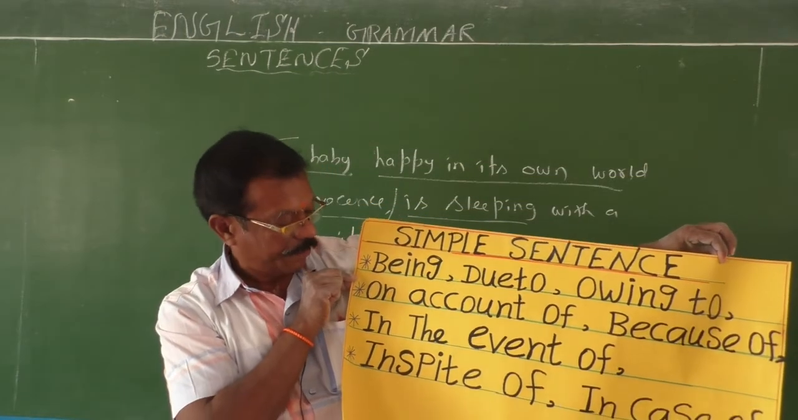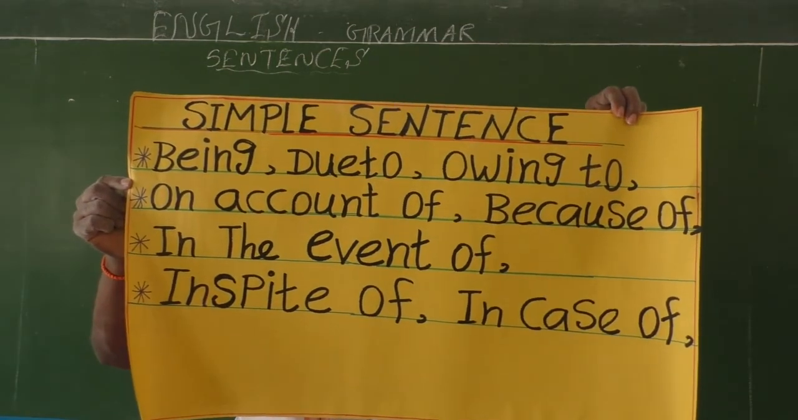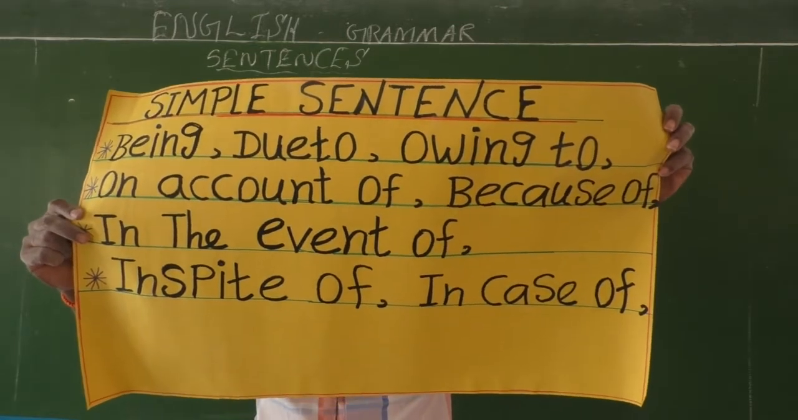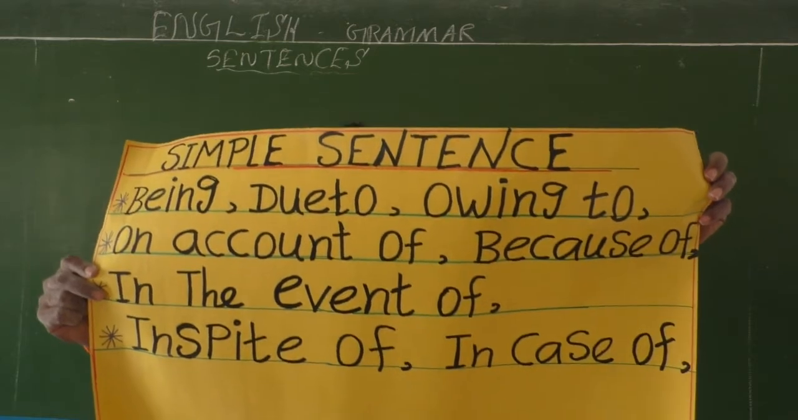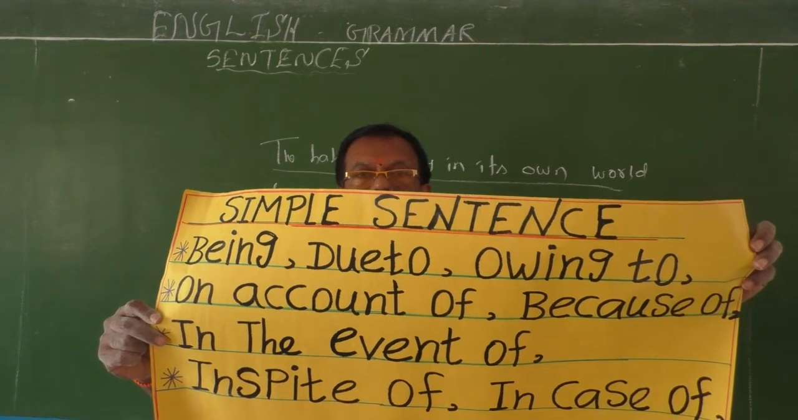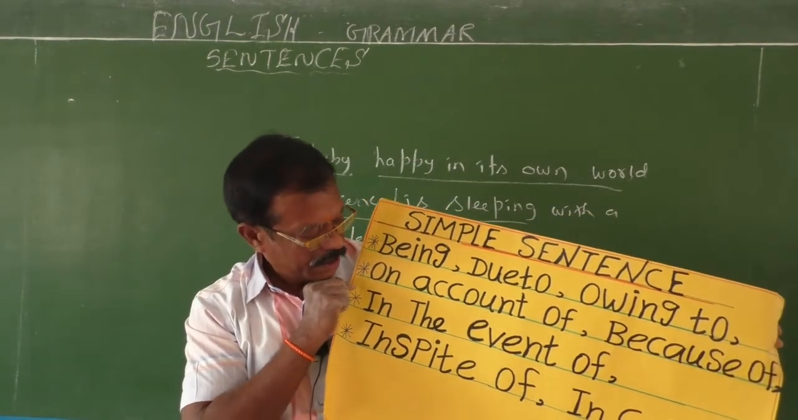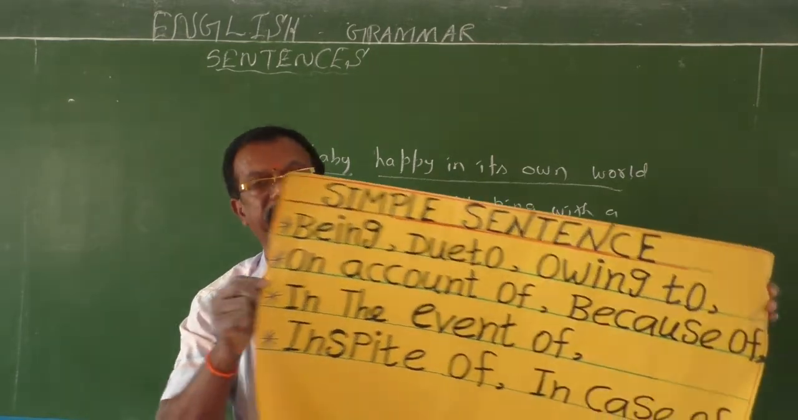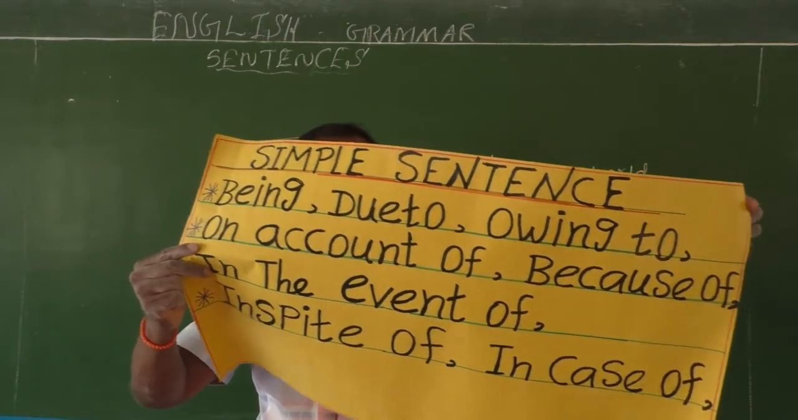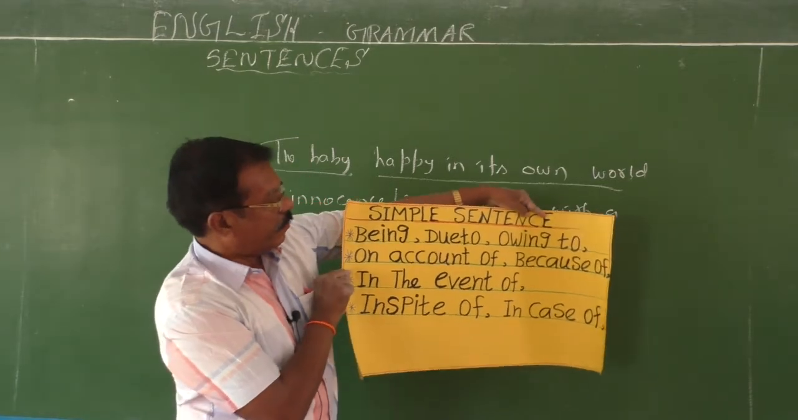Then what's the third one? In the event of. Can you see this chart clearly, children? You too can frame a chart like this and paste it on the wall of your house. Whenever you have time, you can frame sentences using these phrases also. Then, in spite of, and in case of. With all these phrases you can frame simple sentences.